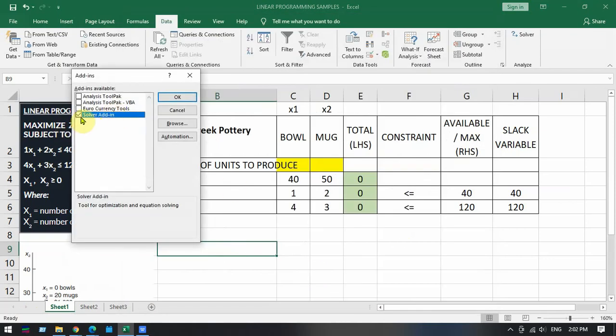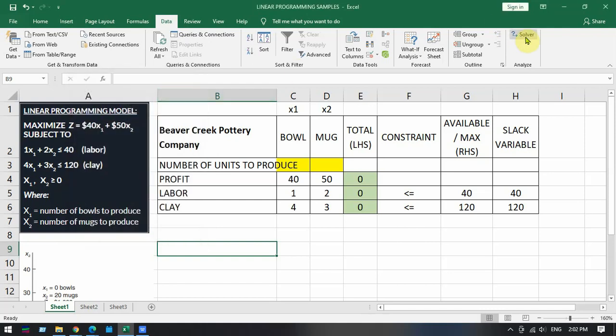And then here we have 4 options of add-ins. You have to make sure that the solver add-in is marked with a check. Once you mark that with a check, click OK, and you should see the solver in your Microsoft Excel. Okay, so later on we're going to use this as one easy way to solve our problem.